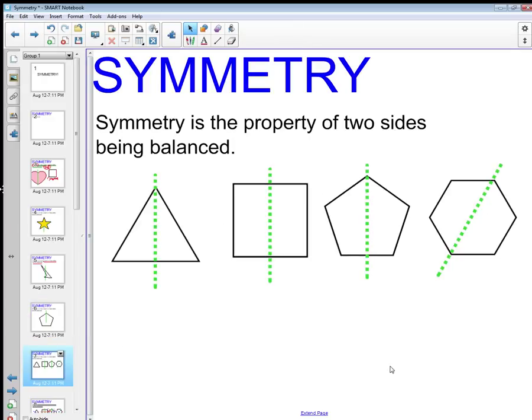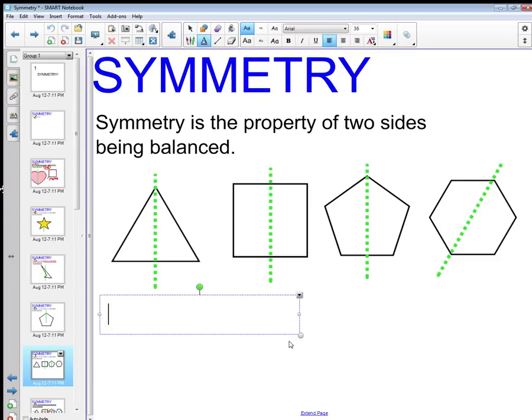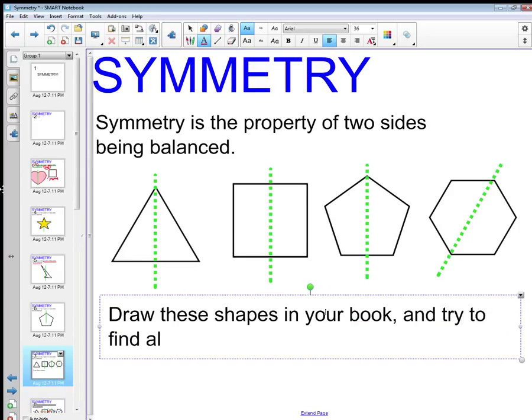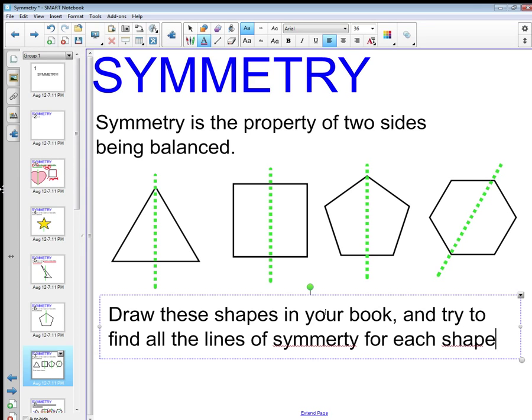I've got a few shapes here now, and I've divided them up with some lines of symmetry. I've got the triangle, the square, the pentagon, and the hexagon. So I want you to draw each one of these shapes in your book, and see if you can divide them using a line like I have in as many ways as possible. Try to find all the lines of symmetry for each shape.